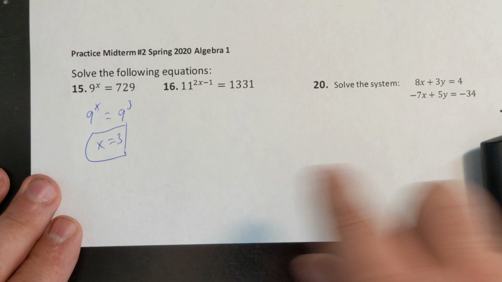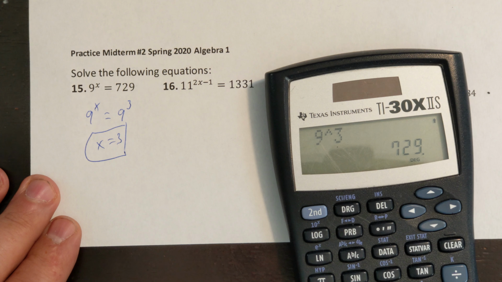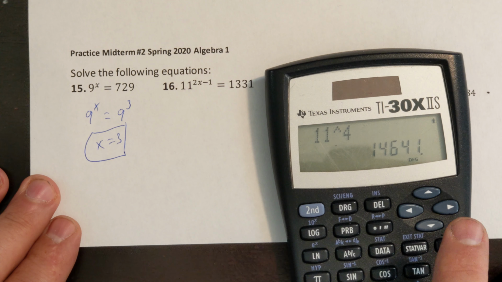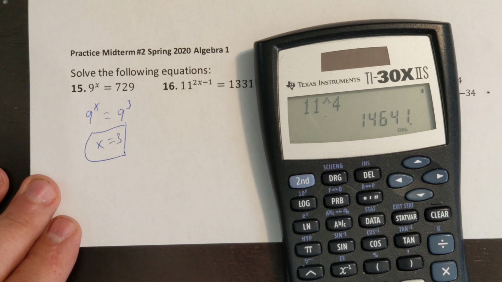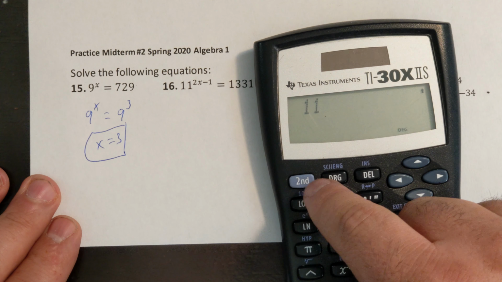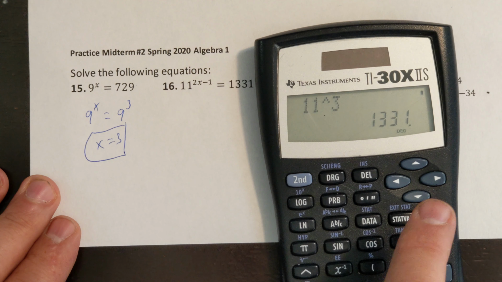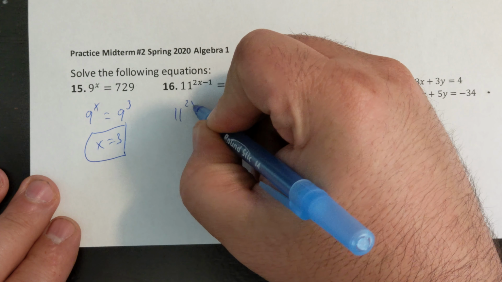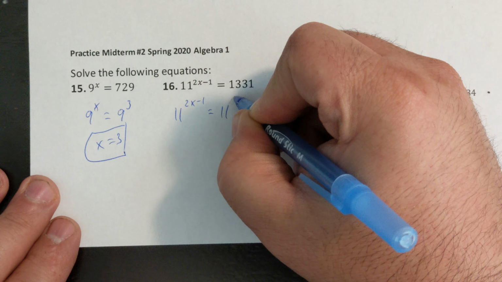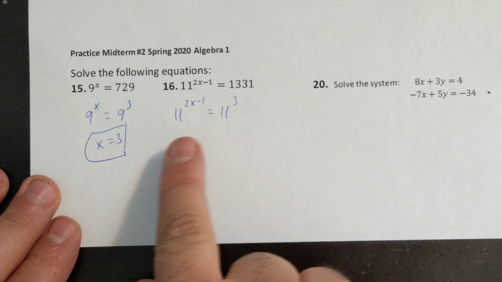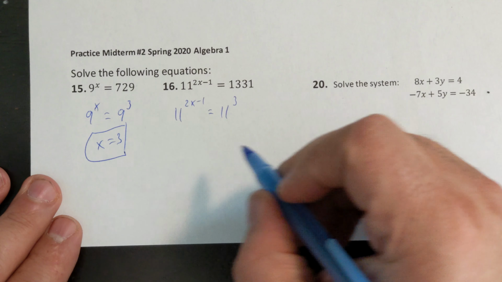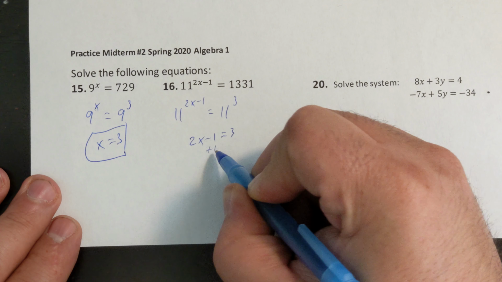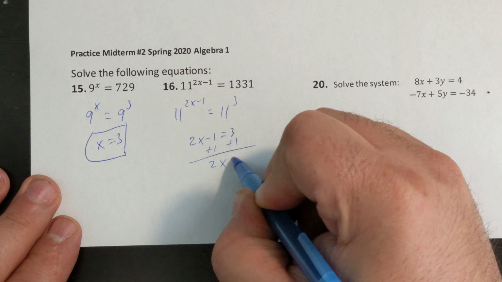Number 16 is going to be the same thing. We need to find out 11 to what power makes 1331. So 11 to the, let's try 4th. Too big. Let's try 11 to the 3rd power. That worked. Okay. 11 to the 2x minus 1 equals 11 to the 3rd power. So once again, we have the same base. That means we can make the exponents equal to each other. So 2x minus 1 equals 3. Add 1 to both sides. You get 2x equals 4.